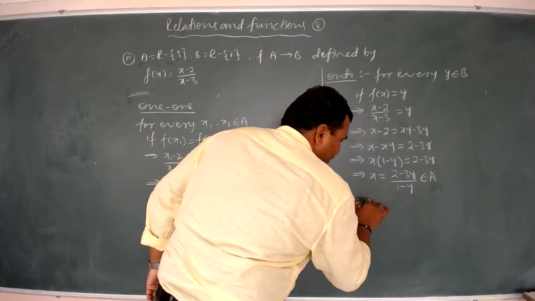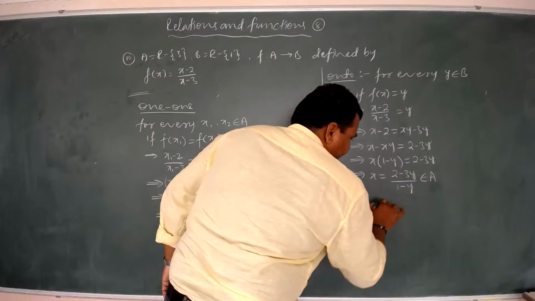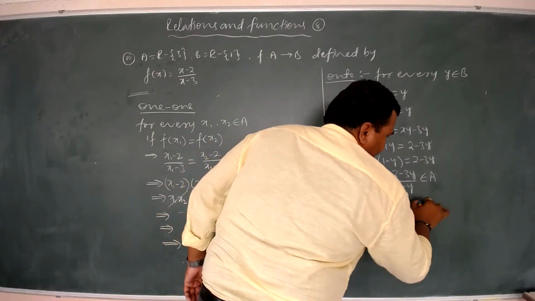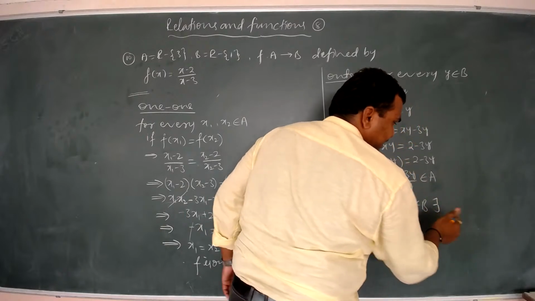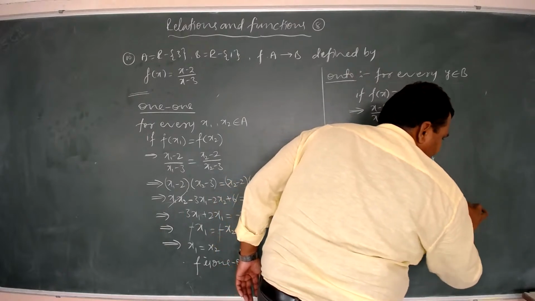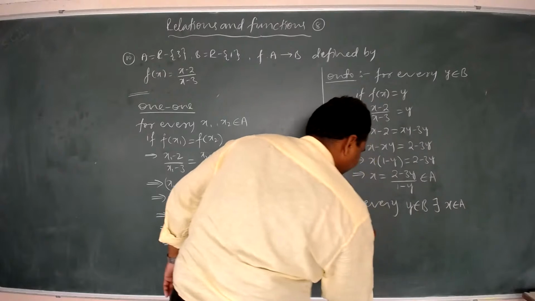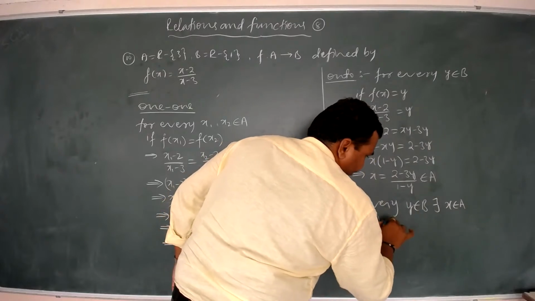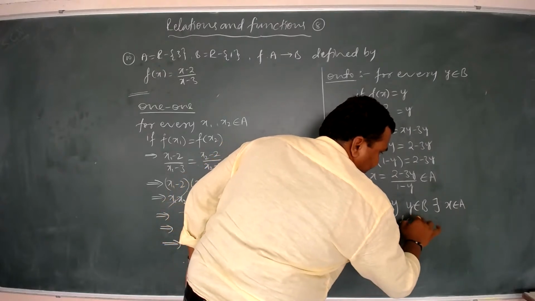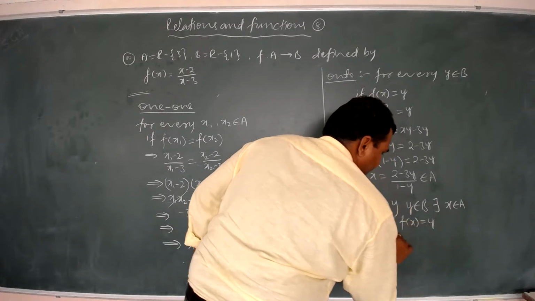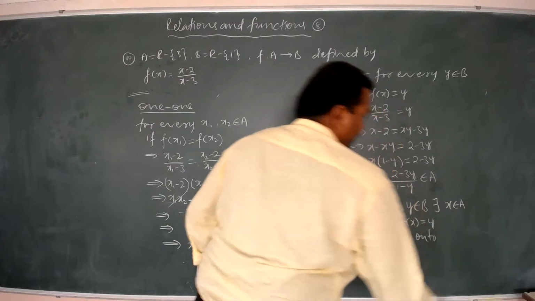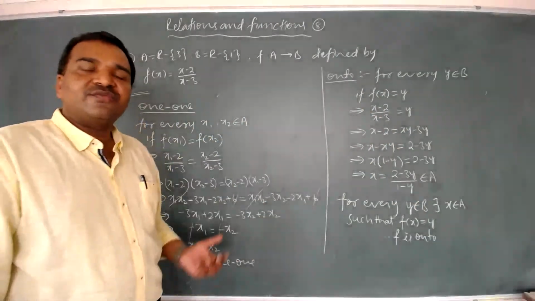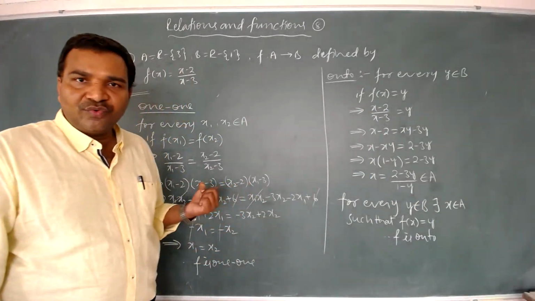So if you want, you can write the definition again also. For every y belongs to codomain, there exists, this is the symbol, there exists x belongs to domain such that f of x equal to y. Therefore, f is onto. f is one-one, f is onto. Therefore, f is a bijective function. Clear now?